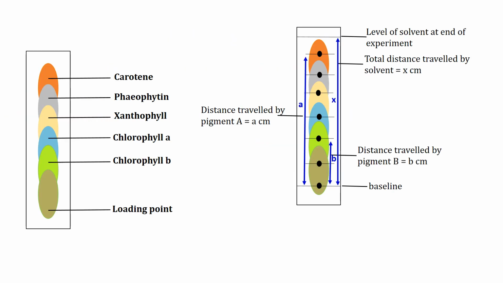Here's a sample chromatogram. Measure the distance from the baseline to each pigment and to the solvent front, then calculate the Rf values.